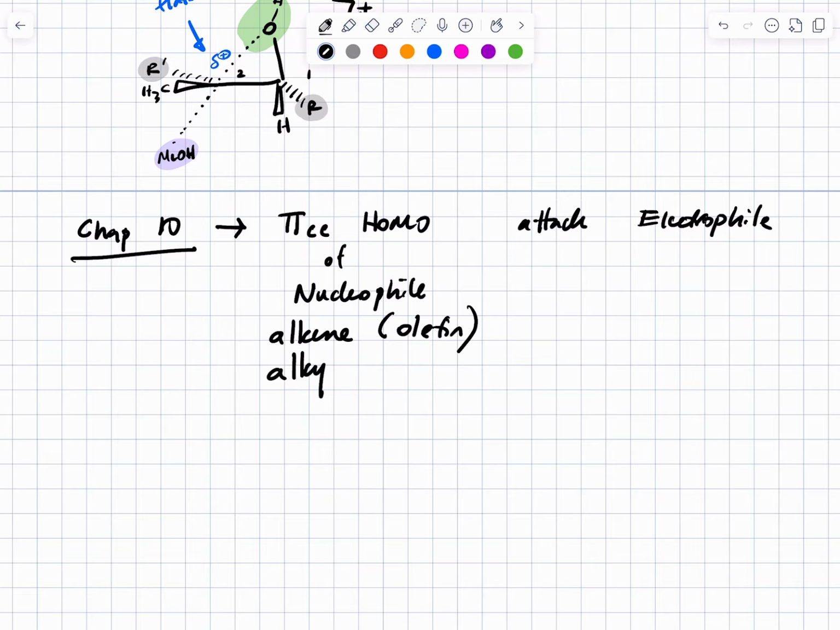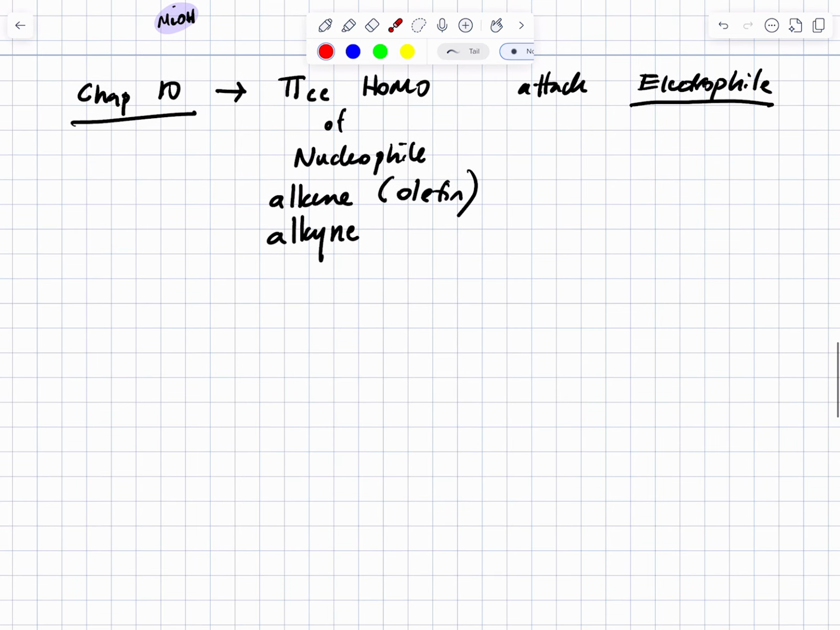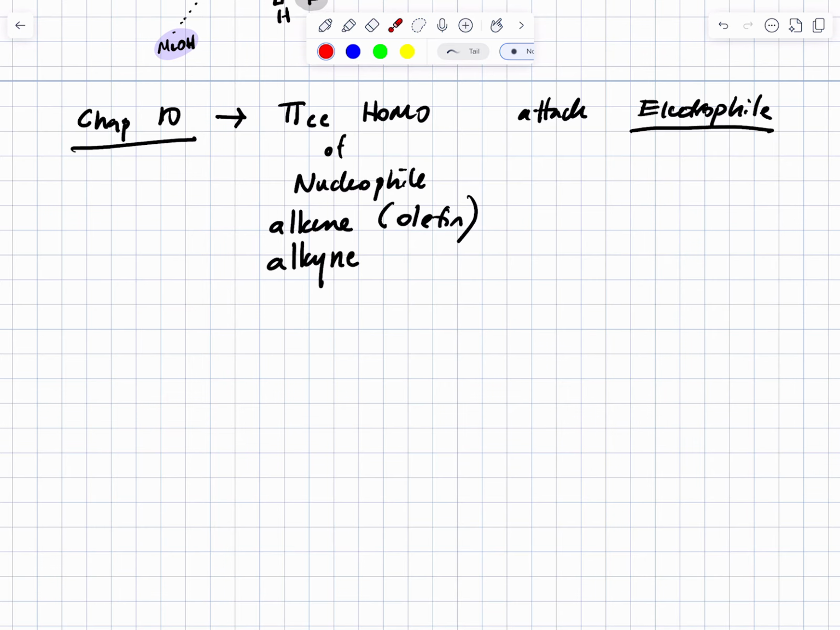We will also see some reactions of alkynes. And then the electrophiles here are going to be several different things. So the variation you're going to see is going to be in the electrophile, but the nucleophile is basically always going to be a pi bond in chapter 10. So let's just review what an alkene is.